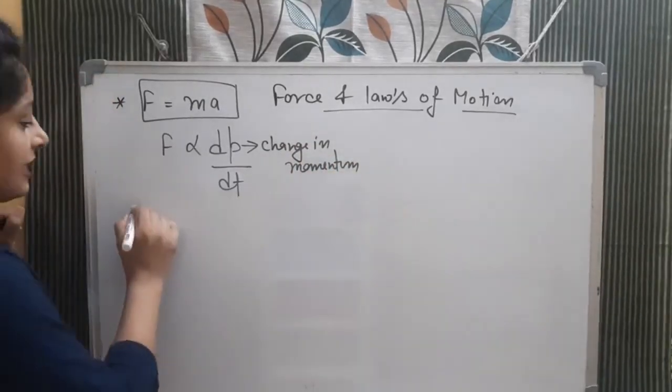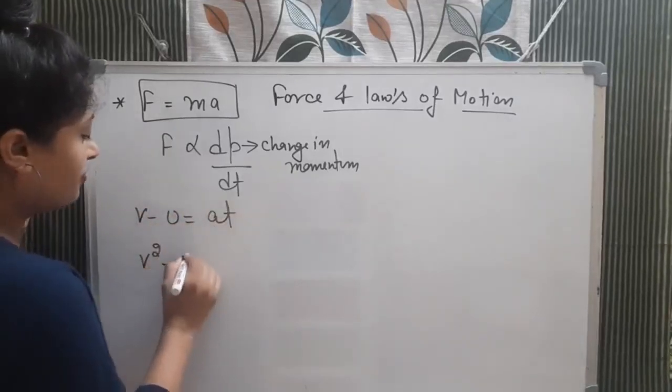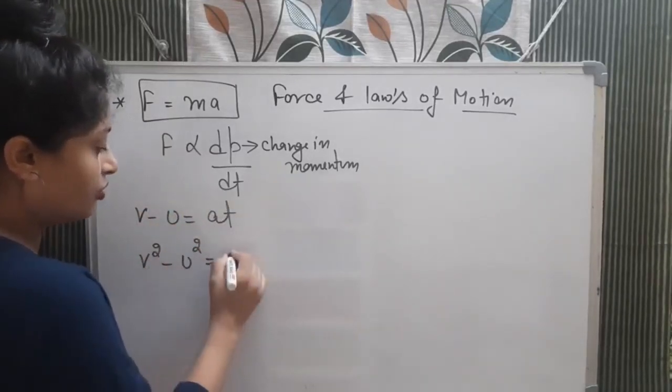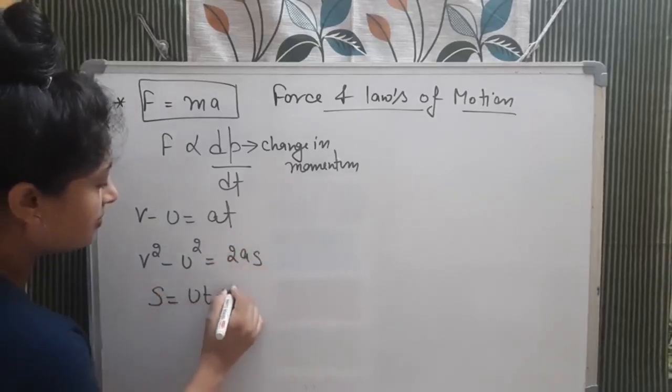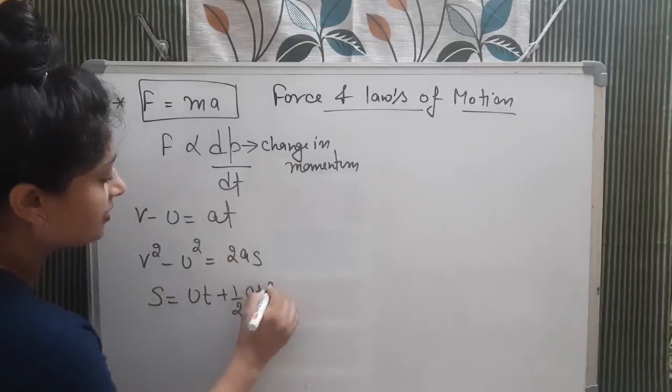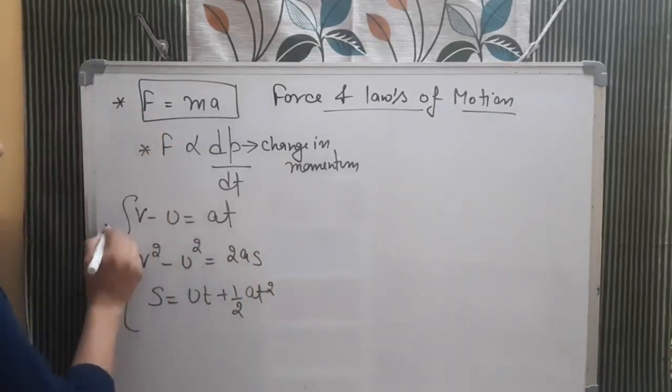Other than that, we should remember the three equations of motion, because wherever we don't know some physical quantity, we can apply these equations and find it from there. For example, s equals ut plus half at square. These are the three equations.